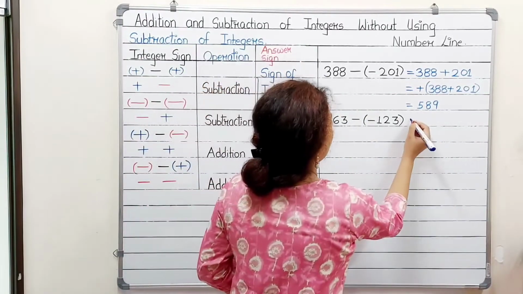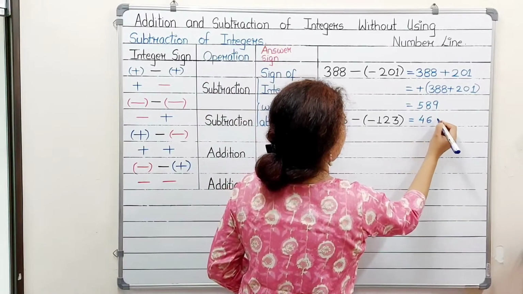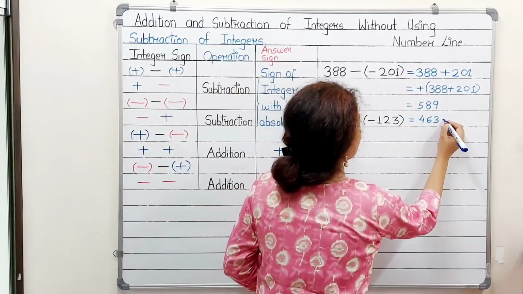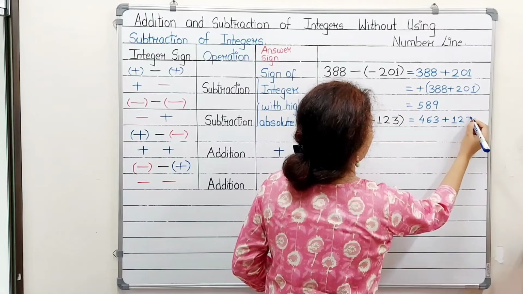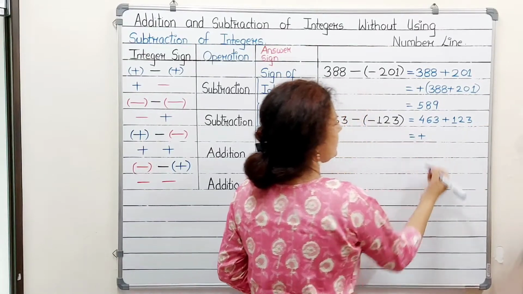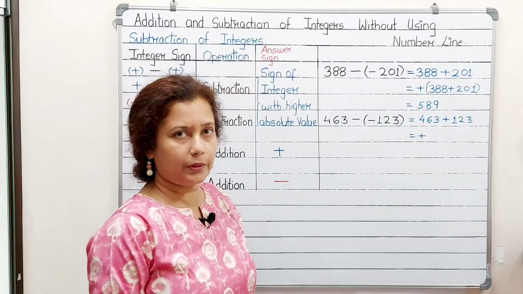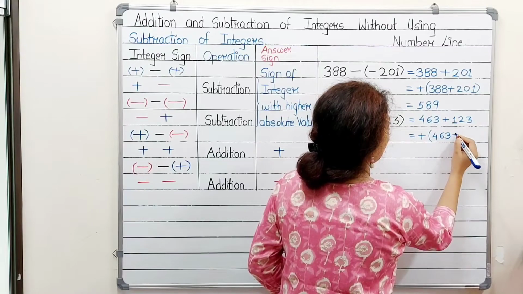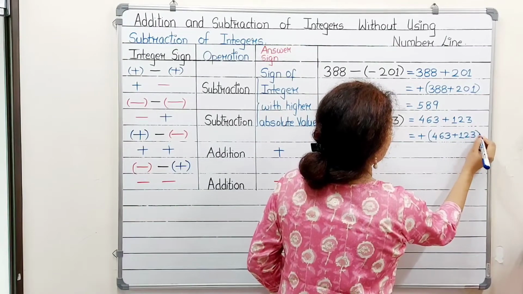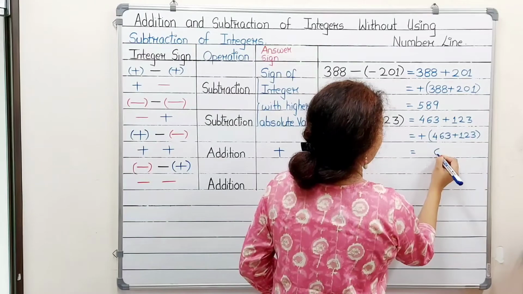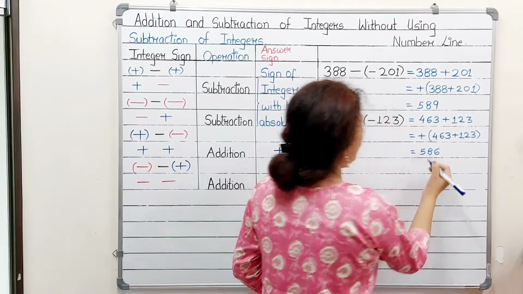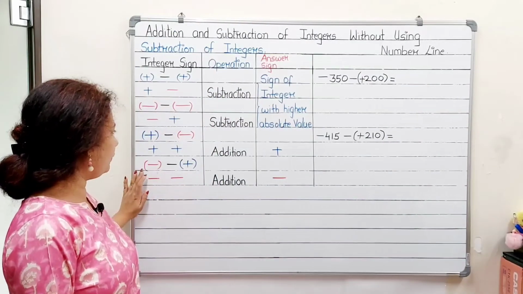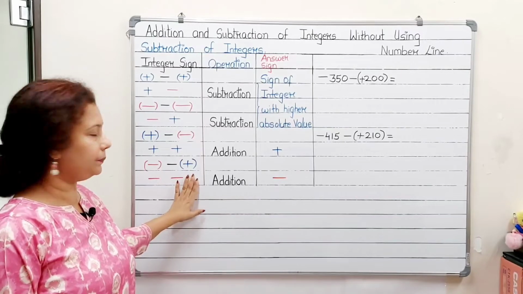Second example, first integer is 463. We will write as it is. Minus minus becomes plus 123. So here both the integers are positive. So the answer will be positive. We will add the absolute values of the integers. So here the final answer will be 586.